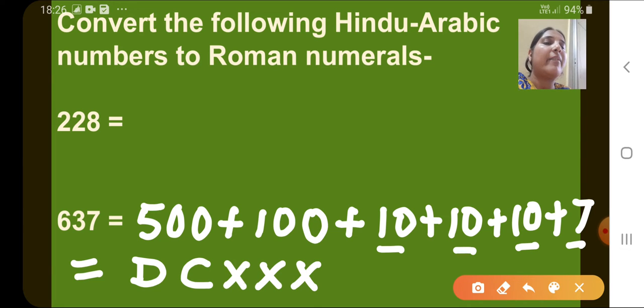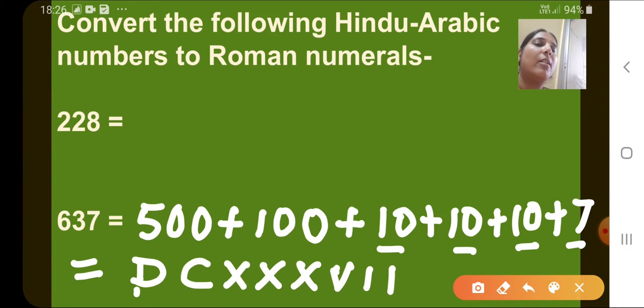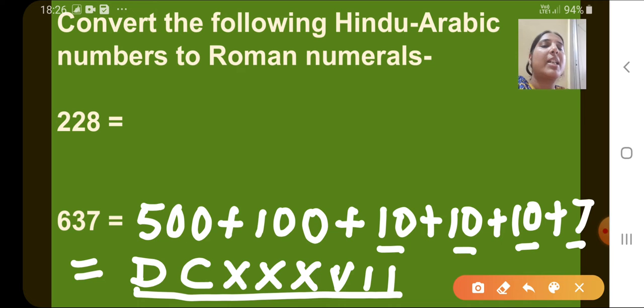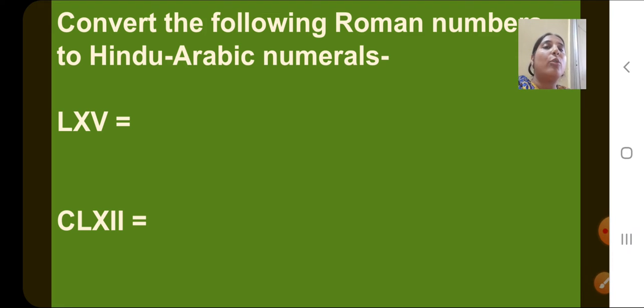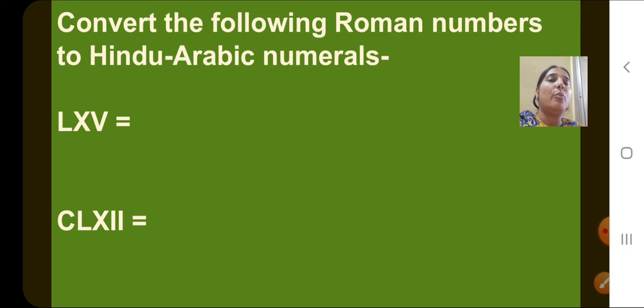And then how do we write 7? So V stands for 5, 6, 7. Got it, children? So how will we write number 637 in Roman numeral? It will be D, C, X, X, X, V, I. Got it, children? Okay, now let's move to the next question. Now you have to convert the Roman numerals to Hindu-Arabic numerals. The numbers are given in Roman and you have to convert them to Hindu-Arabic numerals.